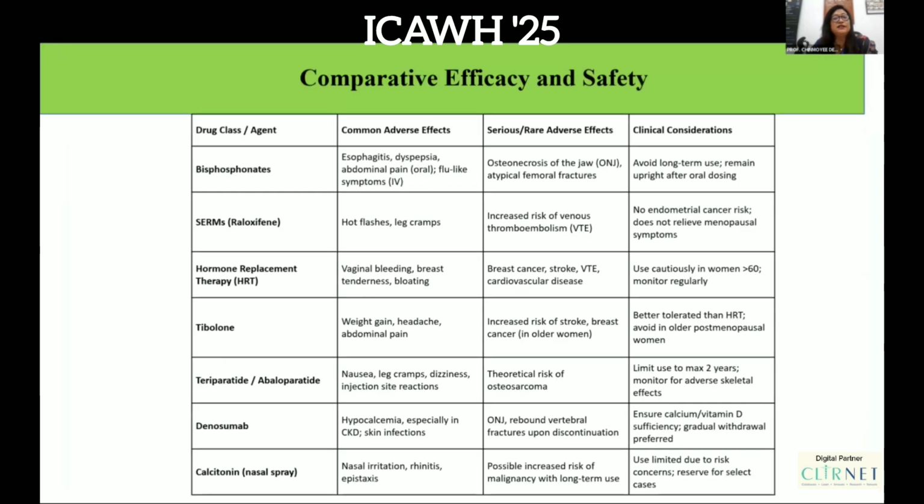So, comparative efficacy and safety: the common adverse effects of bisphosphonates are esophagitis, dyspepsia, abdominal pain, and flu-like symptoms. There are serious adverse effects like osteonecrosis of the jaw and atypical femur fractures, and clinical considerations like avoiding long-term use and remaining upright after oral dosing. The common adverse effects of raloxifene are hot flushes, leg cramps, and thromboembolism.